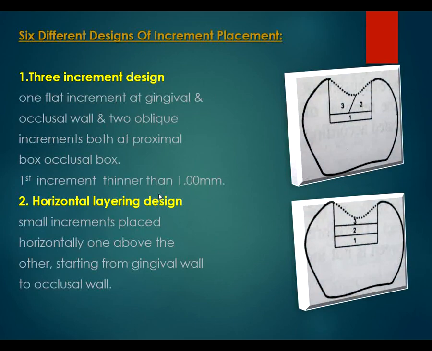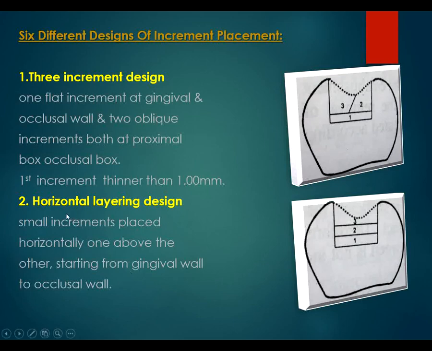There are 6 different designs of increment placement. Number 1 is 3 increment design. One flat increment, as you can see in the picture. One flat increment at gingival and occlusal wall, and 2 oblique increments both at proximal box, occlusal box. First increment thinner than 1 millimeter.